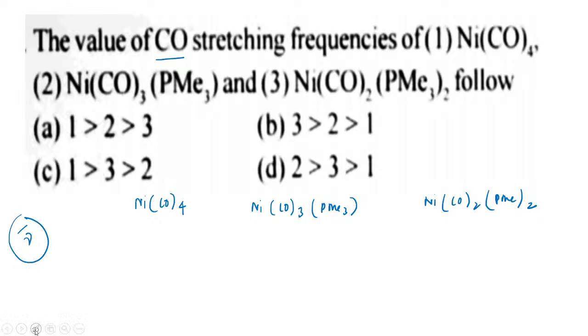Okay, so first of all we can see that in this case we have four carbonyl ligands, and in this complex we have three carbonyl ligands and one PMe3 ligand. In this complex we have two carbonyl ligands and two PMe3 ligands. Now you just tell me which ligand is basically a better pi acceptor, PMe3 or carbonyl? Which is better pi acceptor, PMe3 or carbonyl?